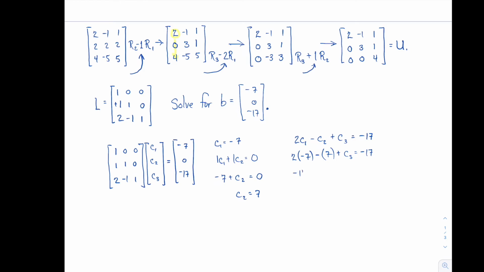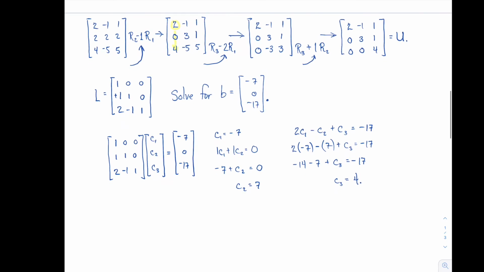Okay, I'm going to write this out or I'm going to make a mistake. This is minus 14 minus 7 plus C3 equals minus 17. Well, that's going to become negative 21. Move it to the other side. That's going to be 21 minus 17. C3 equals 4. Okay, now let's go back up. So hold on. C3 equals 4. And look at what we just found. We found that the vector C is minus 7, 7, 4.